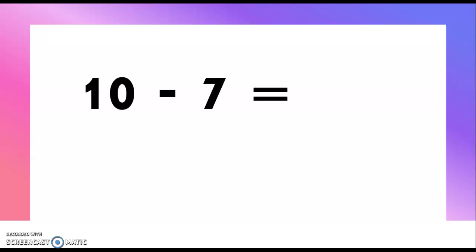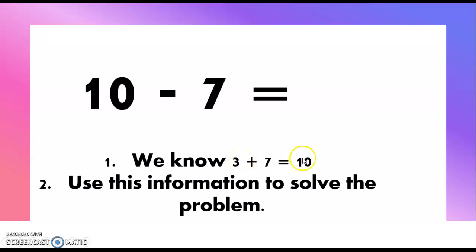So with number bonds, we can also use our knowledge of them to help us solve not only addition but subtraction. So looking at this sum here, 10 take away 7, we won't even need to think about counting or using a strategy to count that and solve it, because we should know that 3 add 7 equals 10, so we can use this knowledge from our addition to solve this. So because 3 plus 7 equals 10, 10 take away 7 we know we would have 3 left.